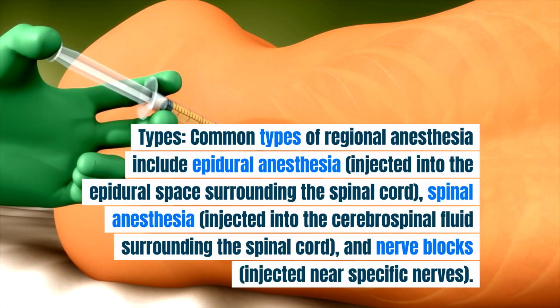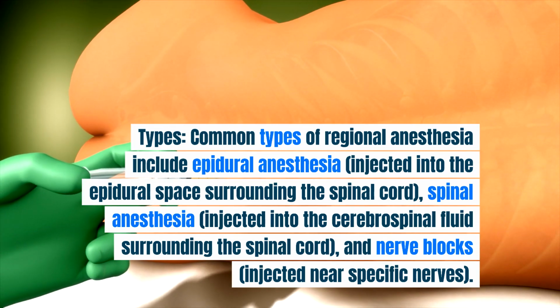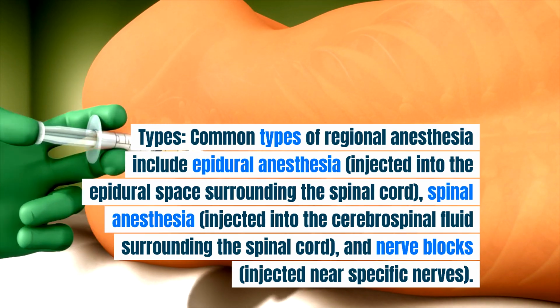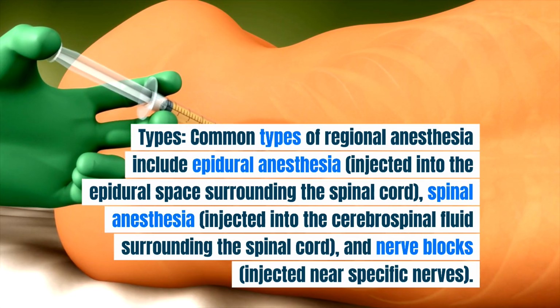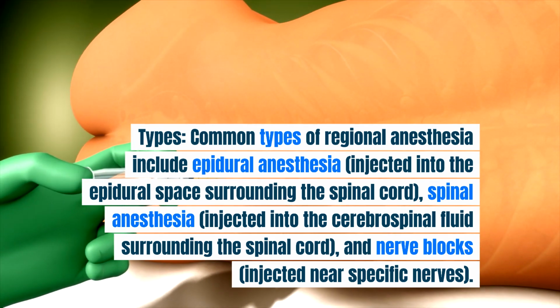Types. Common types of regional anesthesia include epidural anesthesia, injected into the epidural space surrounding the spinal cord; spinal anesthesia, injected into the cerebrospinal fluid surrounding the spinal cord; and nerve blocks, injected near specific nerves.